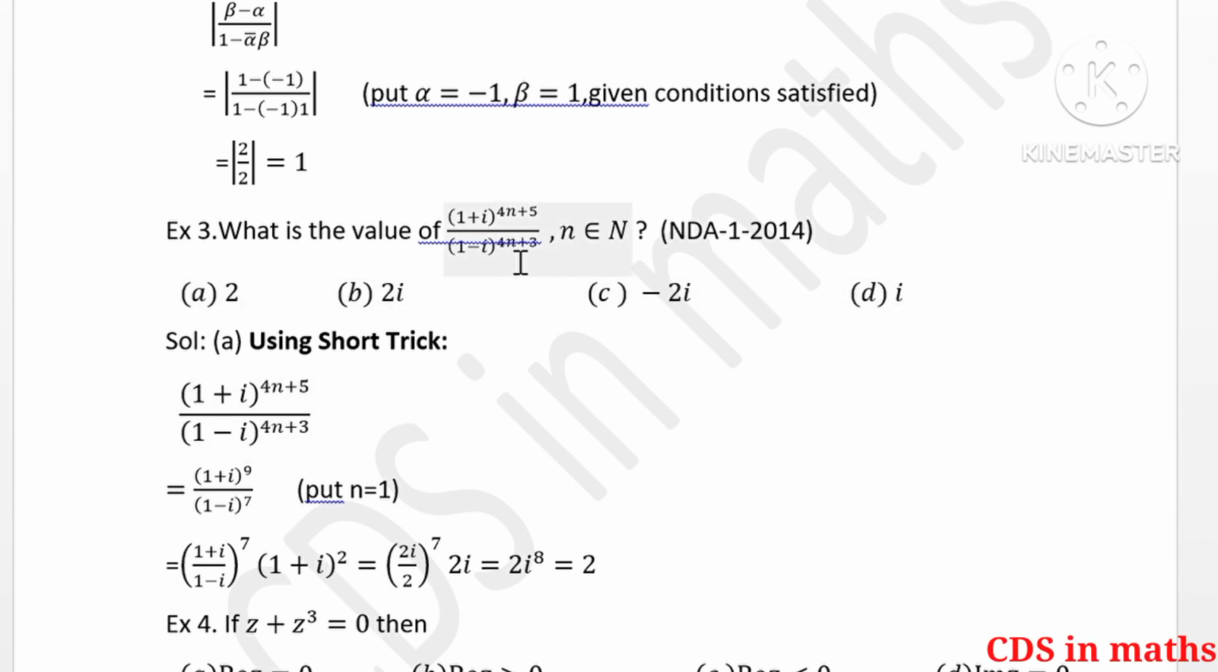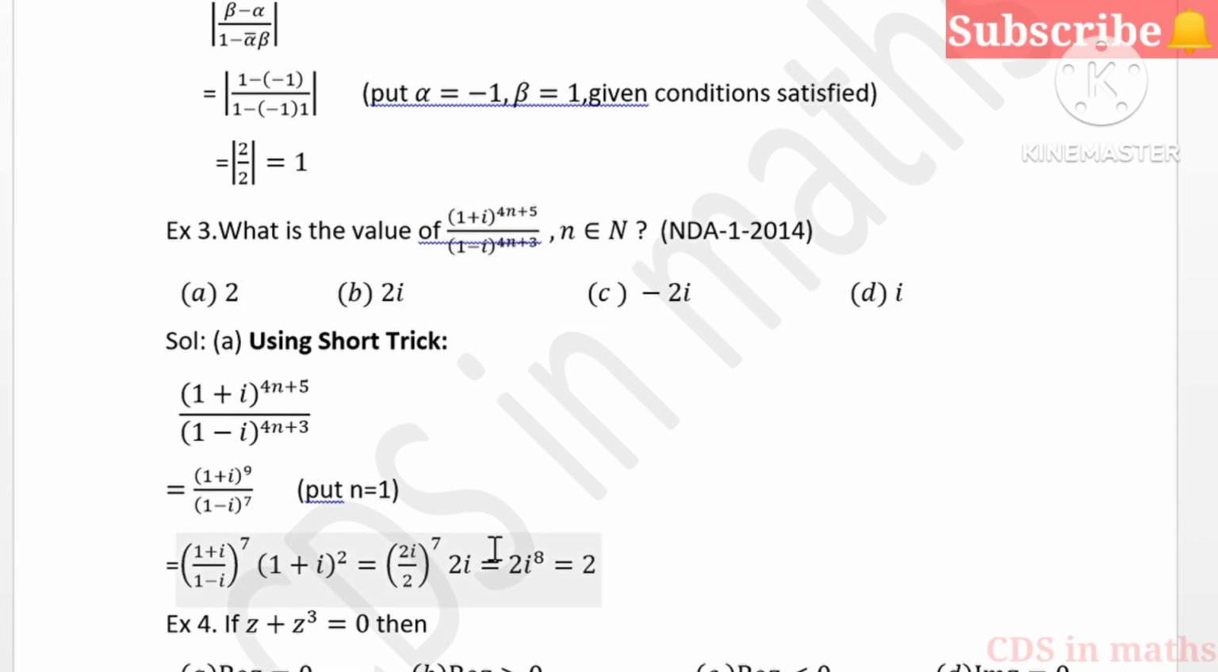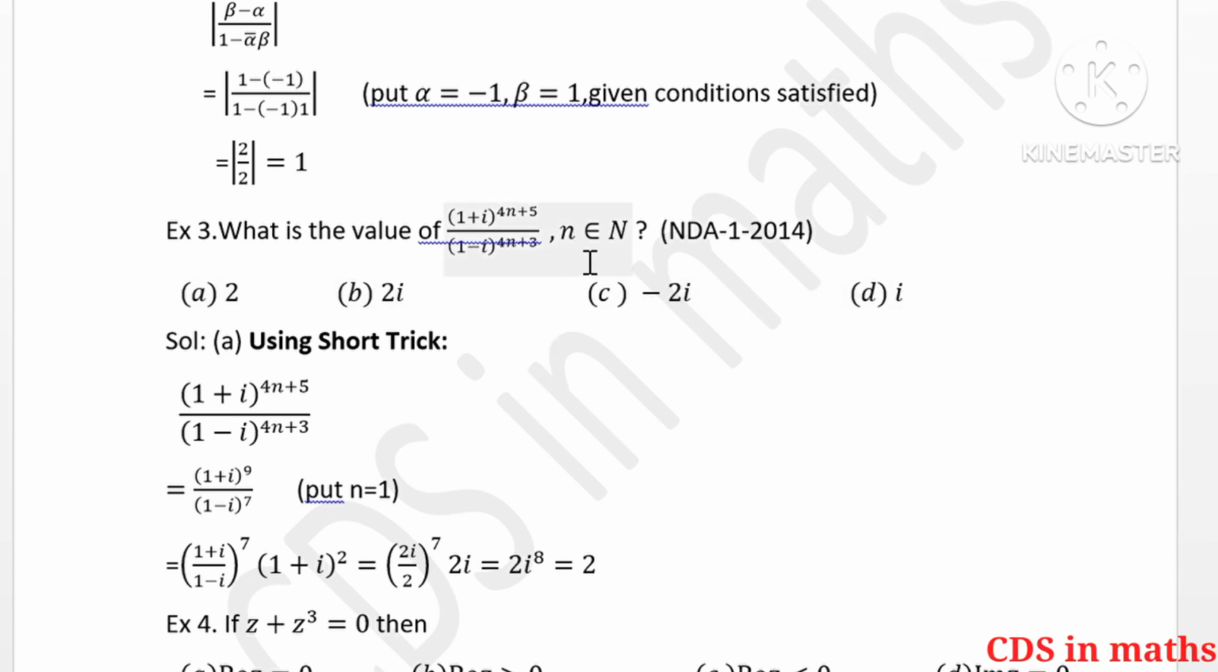Now the next question, it came in Day 1, 2014. They are asking what is the value of (1 plus i) whole power 4n plus 5 by (1 minus i) whole power 4n plus 3, where n is a natural number. Natural numbers we know start from 1. So I can assume any value of n. For our convenience I am considering n is equal to 1.